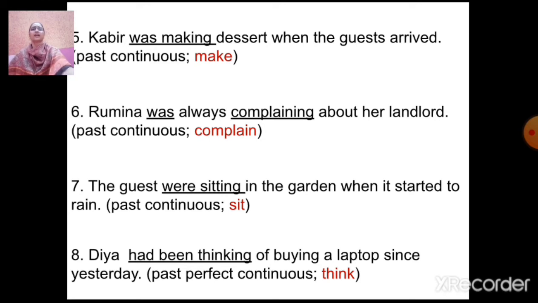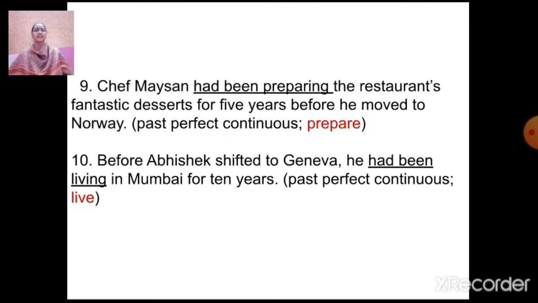Now let's move ahead. Chef Mason dash the restaurant's fantastic desserts for 5 years before he moved to Norway. Now we need to complete this into past perfect continuous and the verb given is prepare. Now just follow the formula. The formula for past perfect continuous is had plus been plus ing form of verb. So the answer is Chef Mason had been preparing the restaurant's fantastic desserts for 5 years before he moved to Norway.